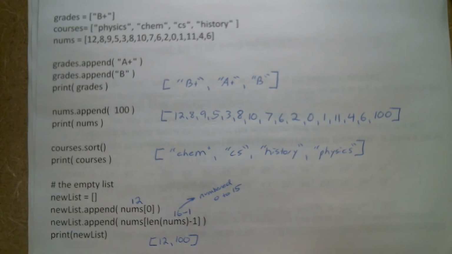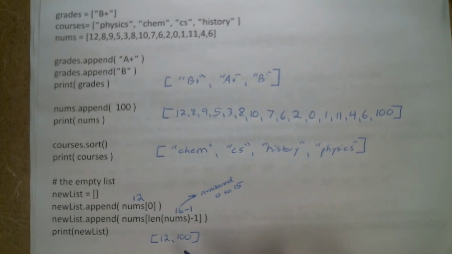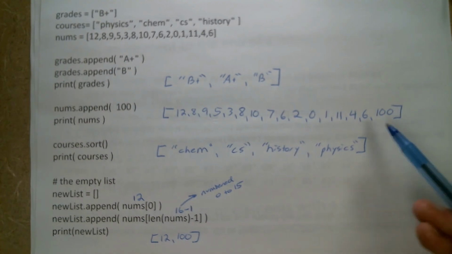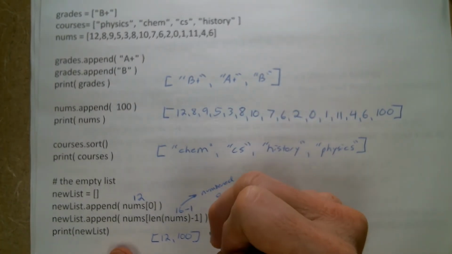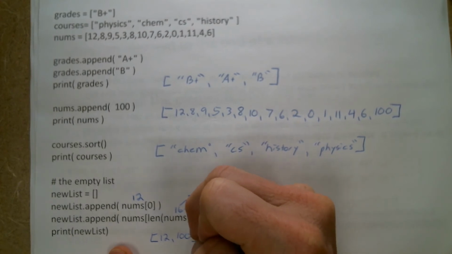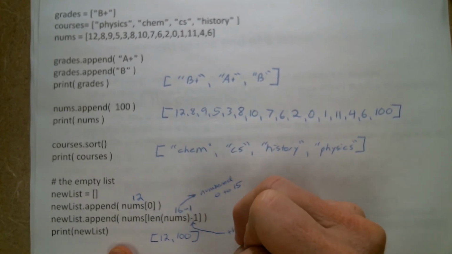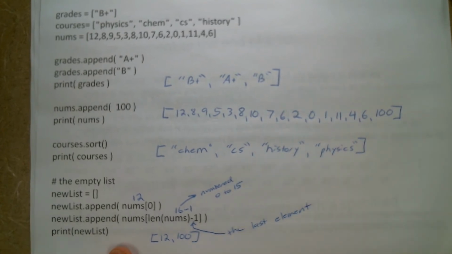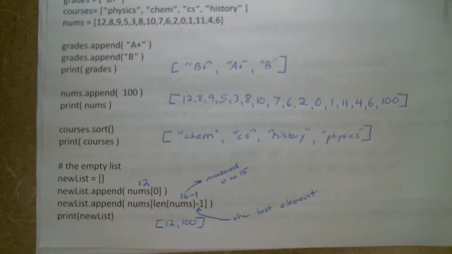If we hadn't done this append 100, then it would have printed out 12, comma 6. So again, depending on whether you counted this one or you didn't count this one, you're either getting 12, comma 100 or 12, comma 6. But this length of nums minus 1 will always get you the last element. So that's the easy way to get the last element where you don't even have to know how many things are in there. If you do length of a list minus 1, you're getting the last element.